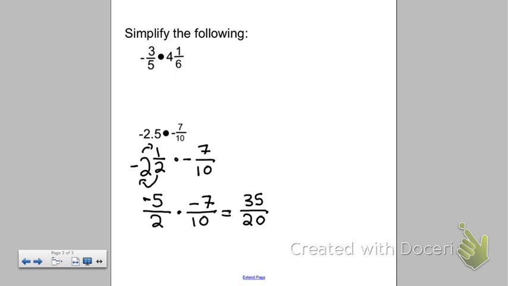I can reduce my fraction. 35 divided by 5 is 7. 20 divided by 5 is 4. I can now turn this into my mixed number. 4 goes into 7 one time. My denominator of 4 is going to remain the same, and there is a 3 left over. So I end up with 1 and 3 over 4.